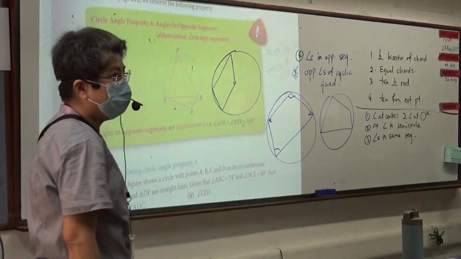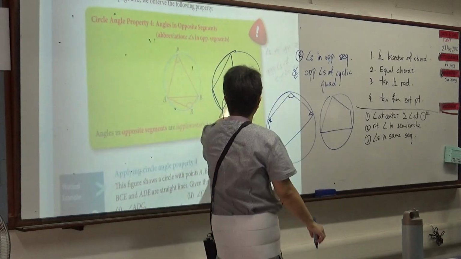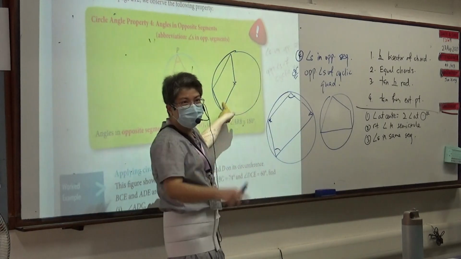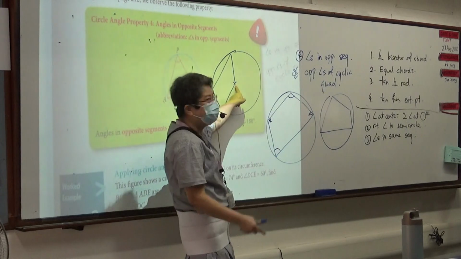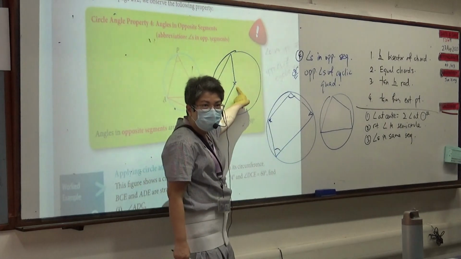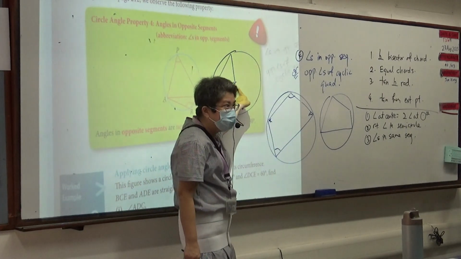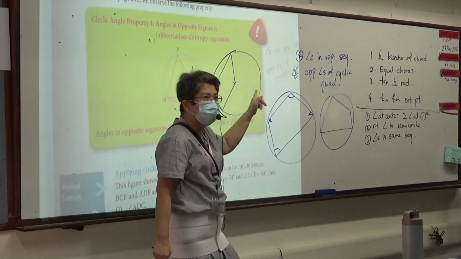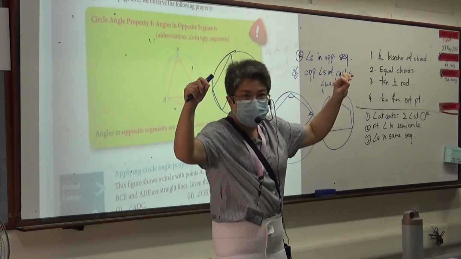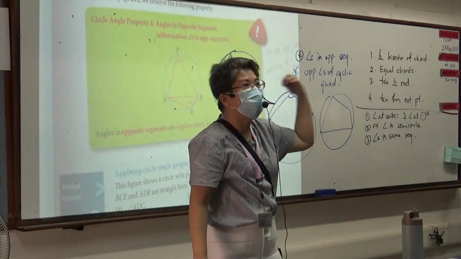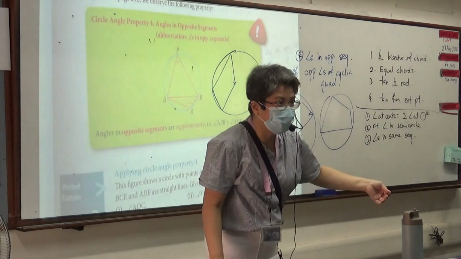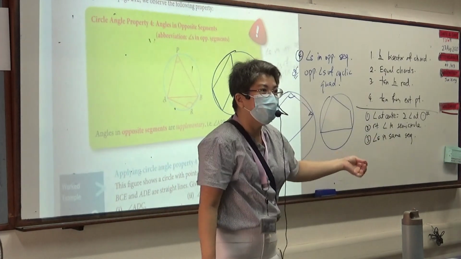Is this a cyclic chord? No. But some students will still try, oh, this one plus this one is 180. It's not. Can you see this guy is not even at the circumference? Do you know what I'm talking about here? That's why I prefer the second short form. But you're not wrong if you use the first short form. Are you clear? It's called angles in opposite segment.